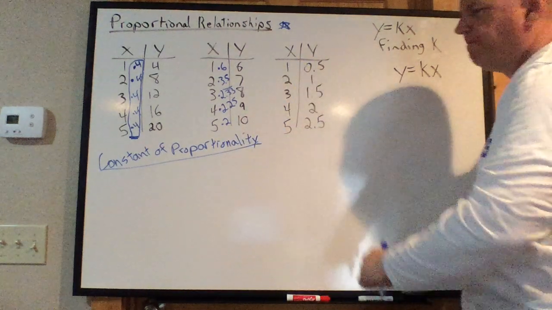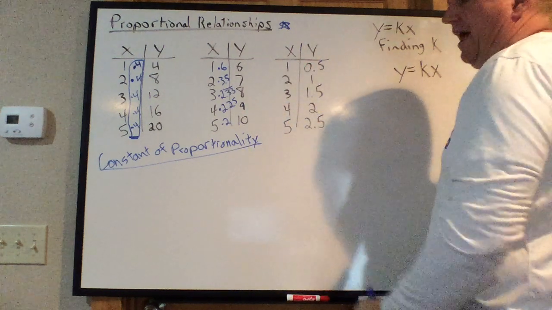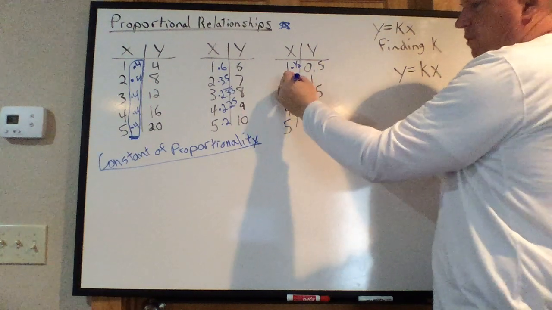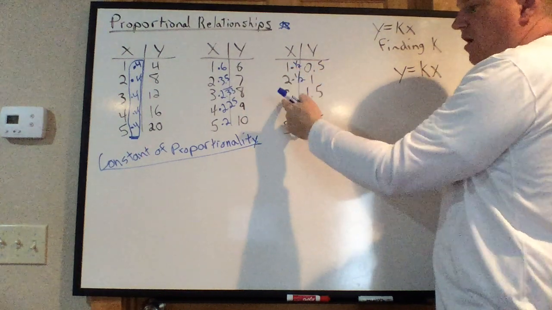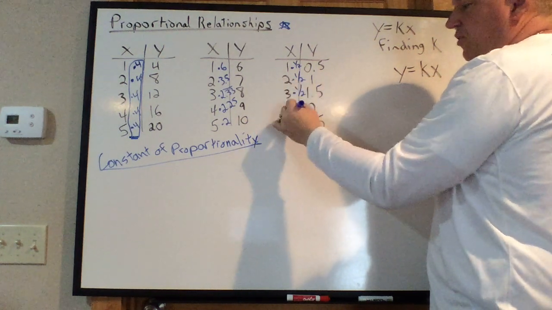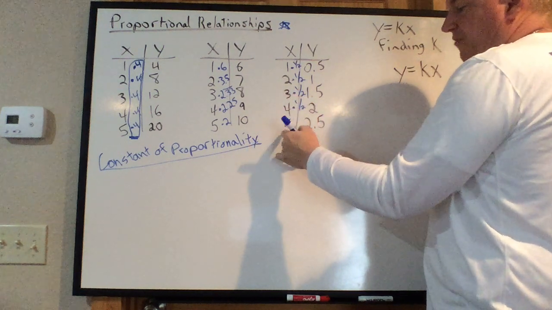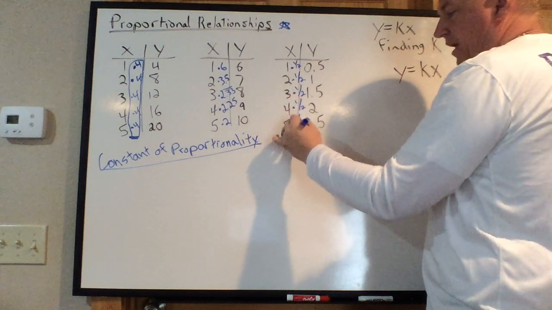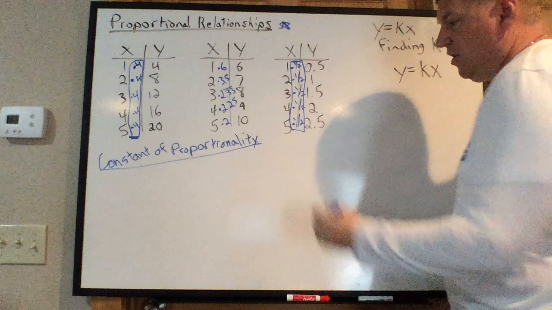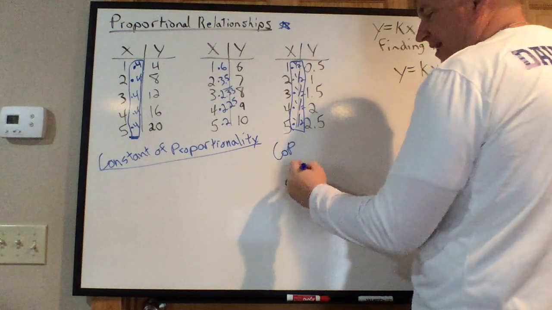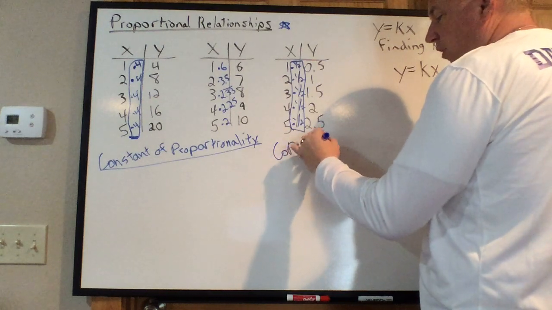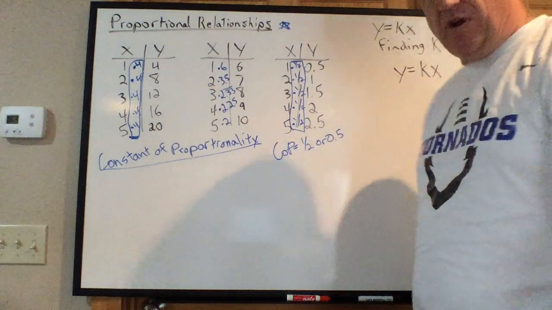So let's look at this one. What do I multiply 1 by to get to 1/2? 1/2. How do I get from 2 to 1? We multiply by 1/2. Uh-oh, that's looking pretty good. From 3 to 1.5, times 1/2. 4 to get to 2, times 1/2. And from 5 to 2.5, times 1/2. So we have a constant of proportionality. All of those numbers are the same. So my constant of proportionality, or COP, would be 1/2 or 0.5, whichever we would come up with, because that's how we did that.